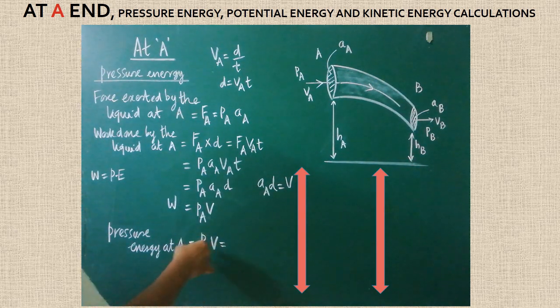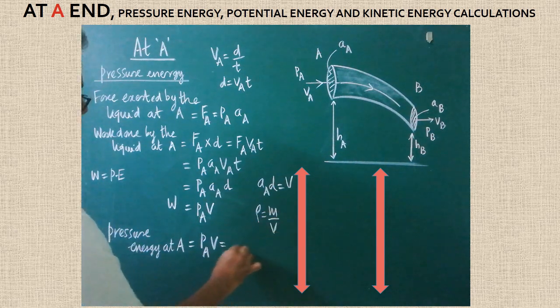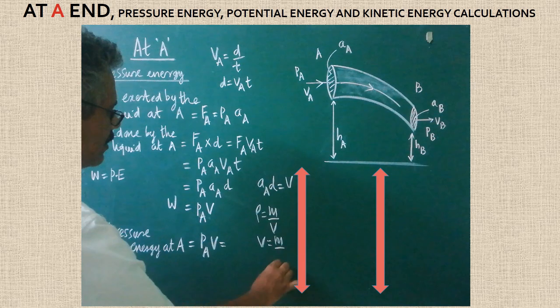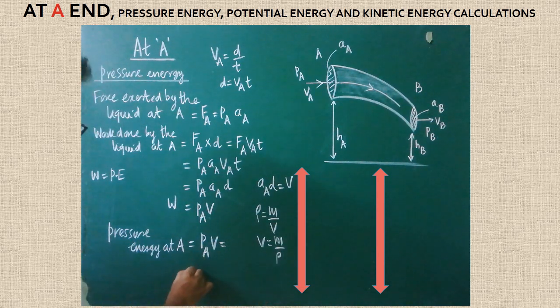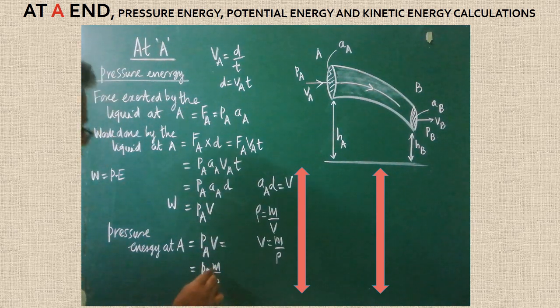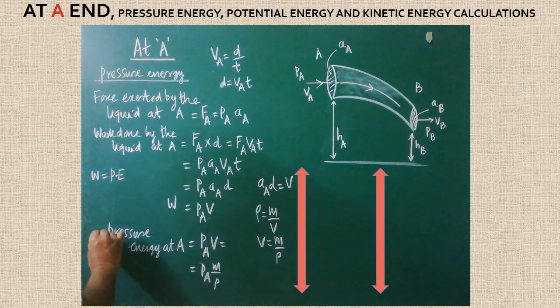Now V also can be replaced. Density is equal to mass per volume. Volume is equal to, cross multiply this, M by rho can be written. So in the next step we can write PA V, instead of V substitute M by rho. So whenever pressure energy is required, you can use this equation or this equation, don't forget. Are you clear? So both the two expressions can be used to calculate the pressure energy. Make a note.